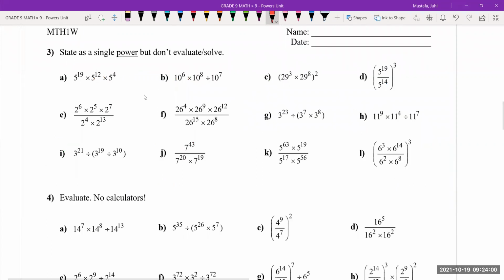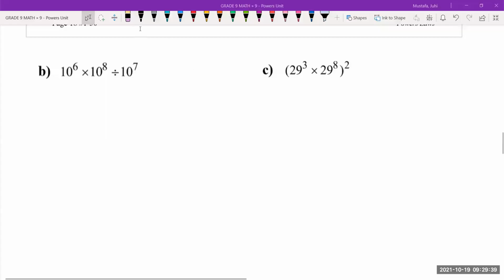Question number 3 is the same instructions. It says state as a single power, but don't evaluate and solve. I'm not going to do all of them. I'm going to pick and choose a couple. So let's start with question letter B. And I know that there isn't a lot of space. I hate when there's not a lot of room, which I may actually have to do with you. So let's go ahead and try them and see what we get.